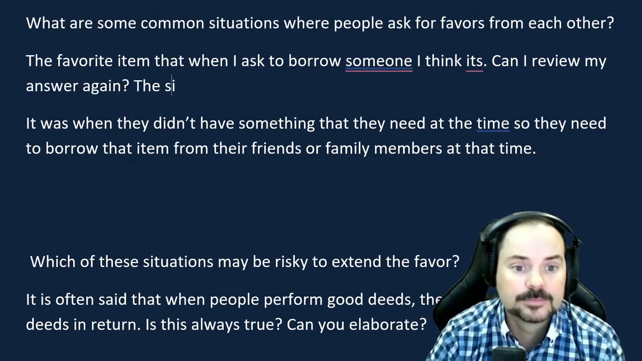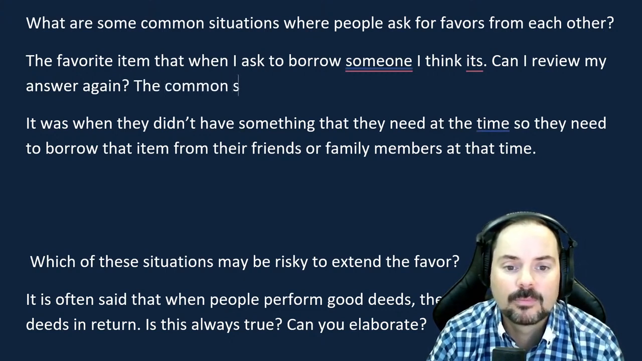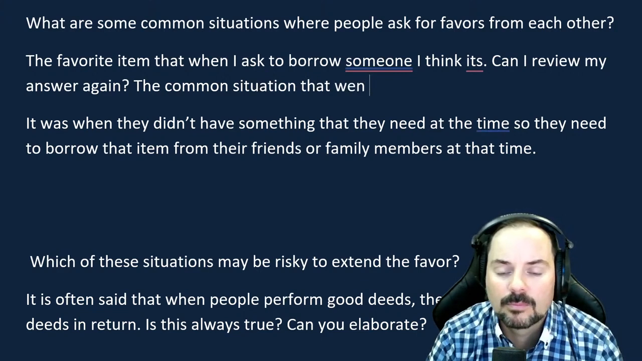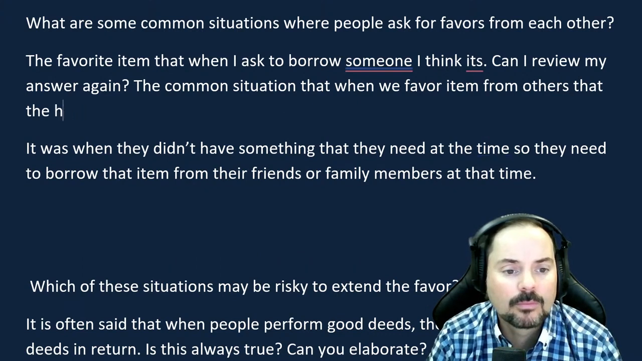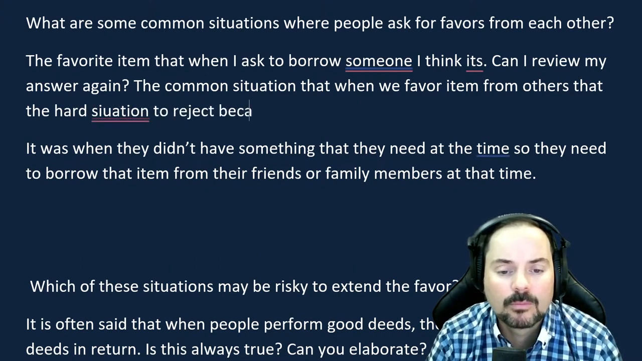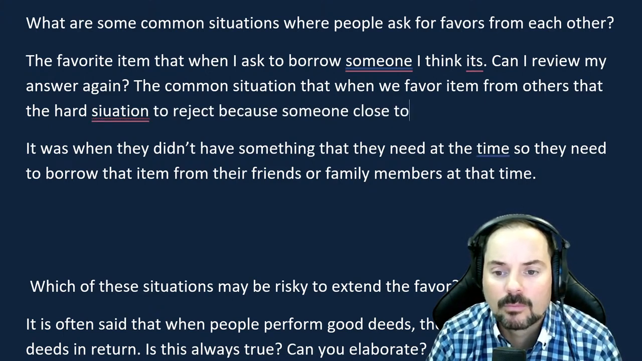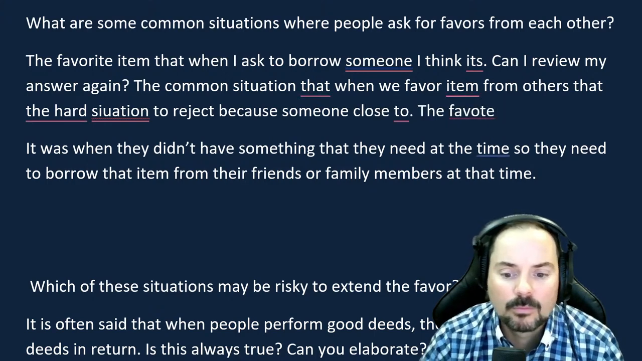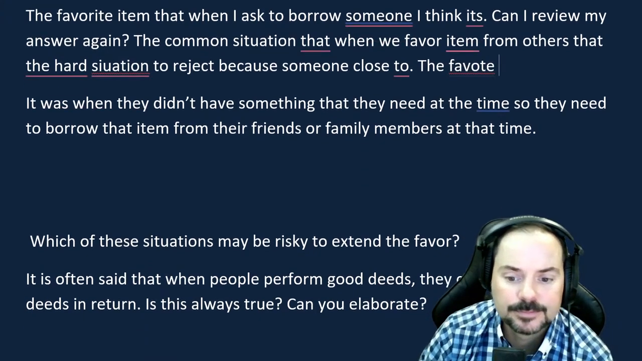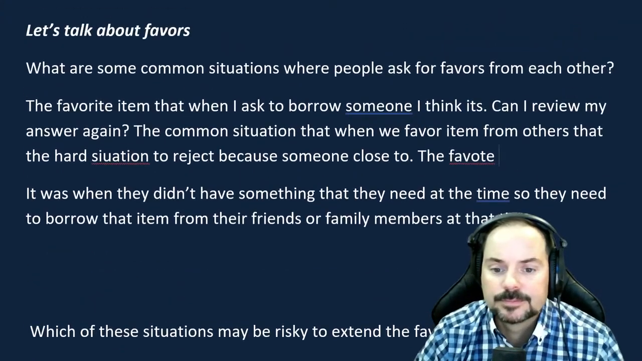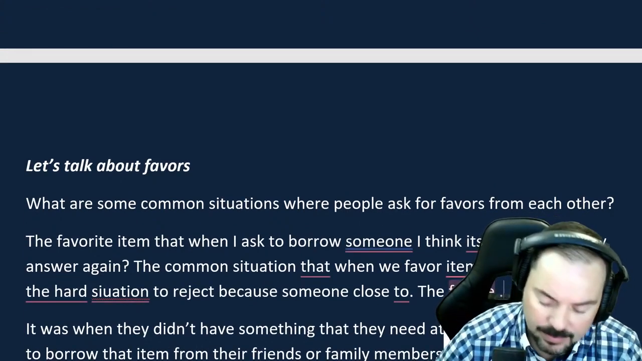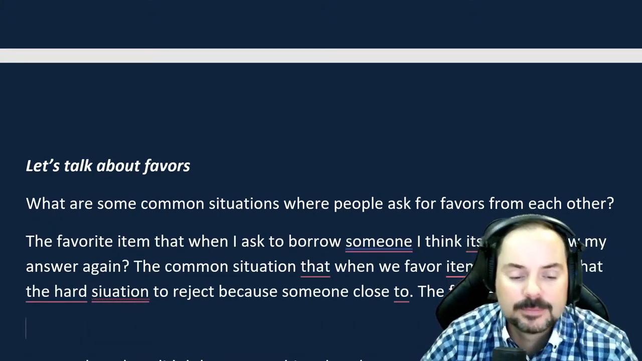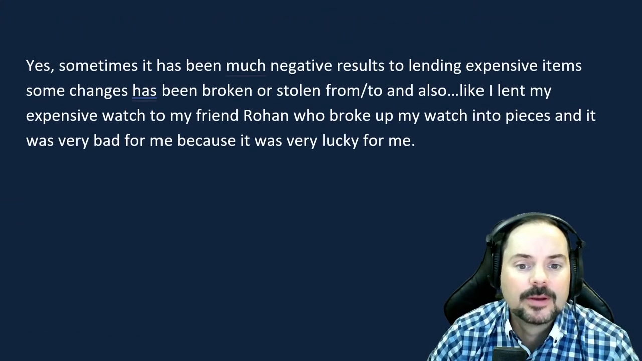The situation. Okay, the common situation that when we ask favorite item from others, that's the hard situation to reject because someone very close to, and the favorite item like cars is very expensive and lead situation to broke or get some accident, and I don't like to share some expensive item like car or some private item like lipstick, and I think it should be polite to ask something from others.